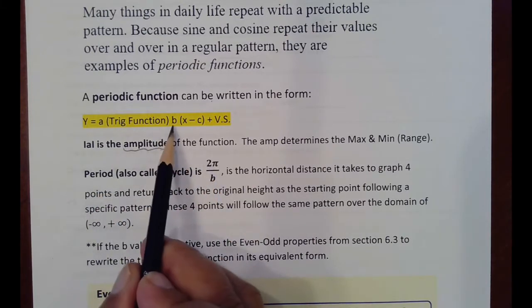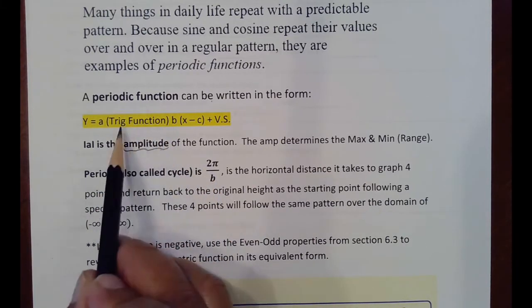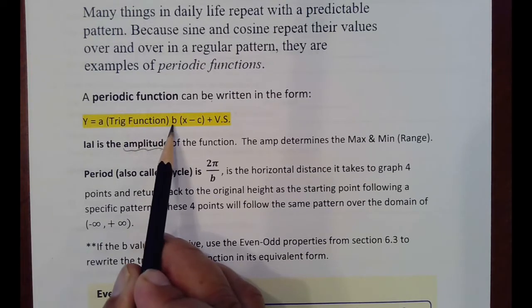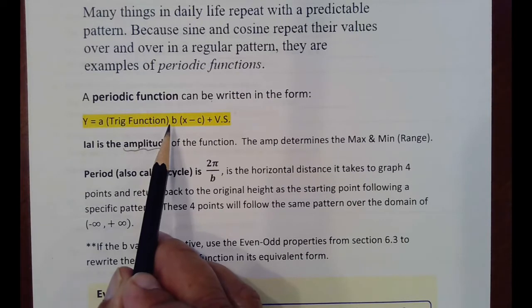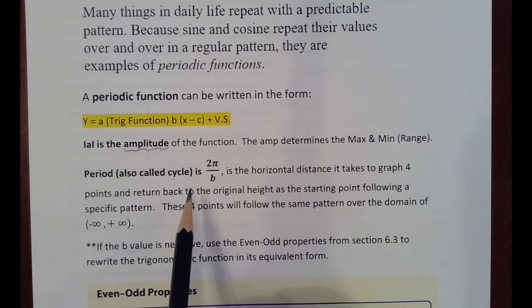However, if this b value, again, it comes right after the trig function, but right before the x variable, if that value for b is anything other than 1, then yes, it'll have a different period.